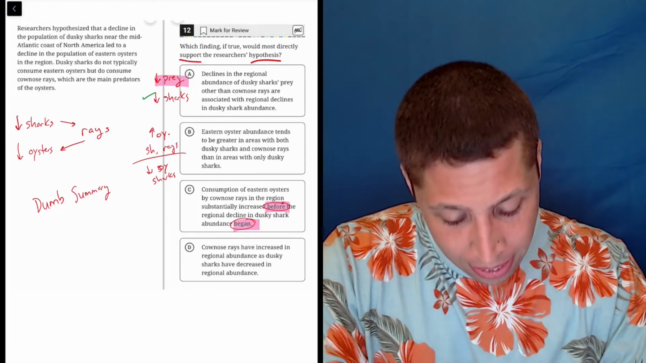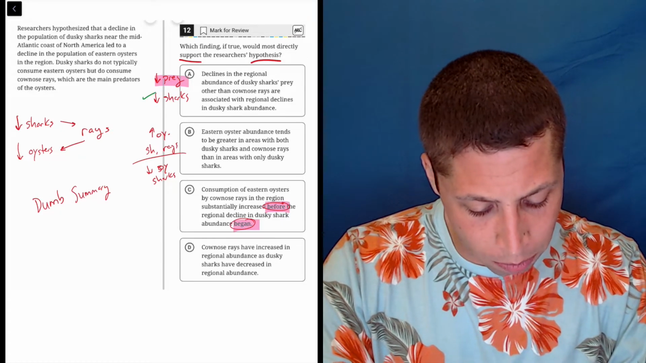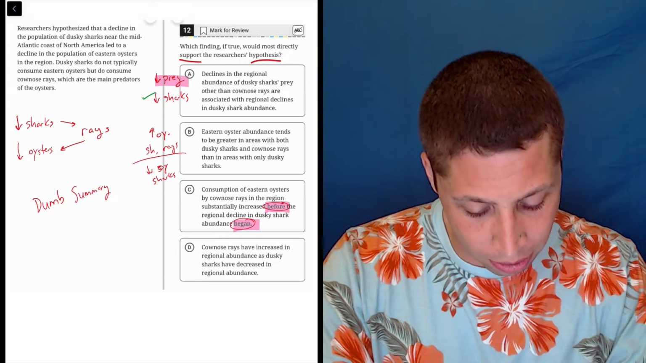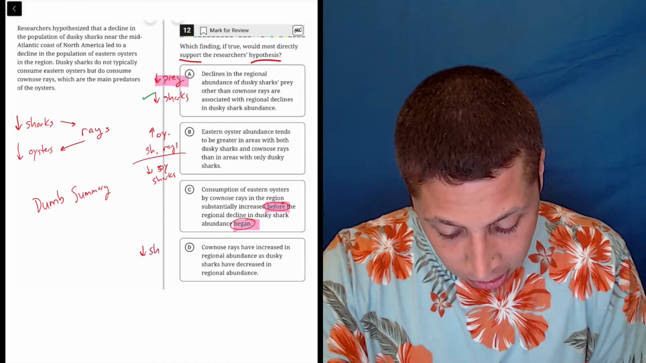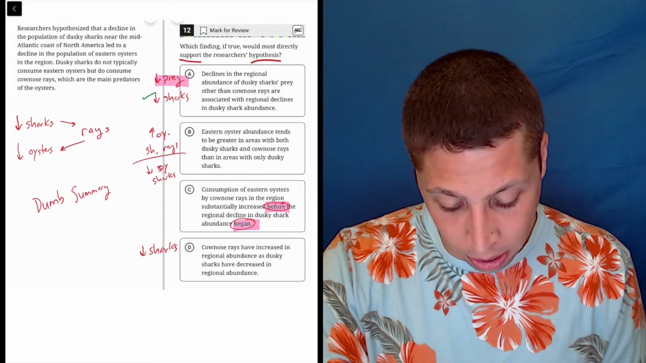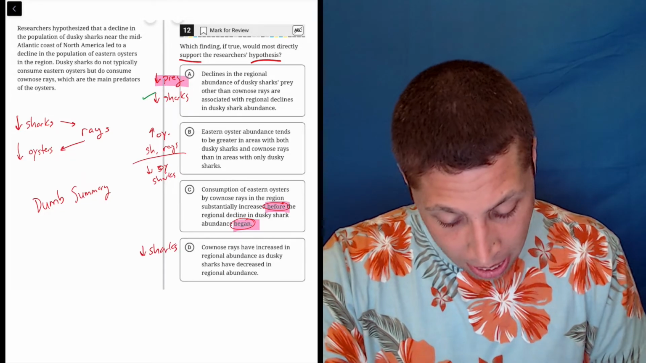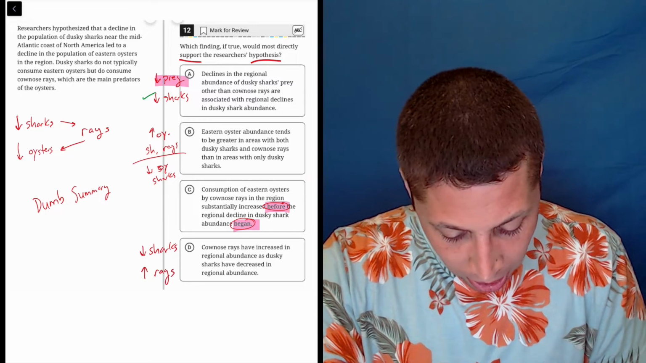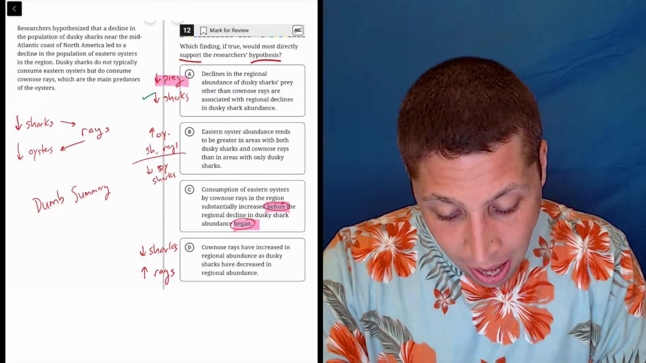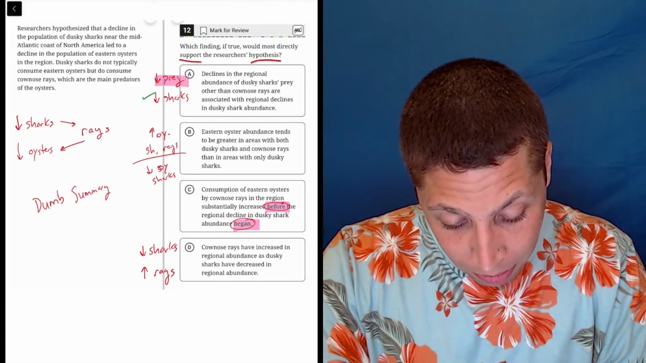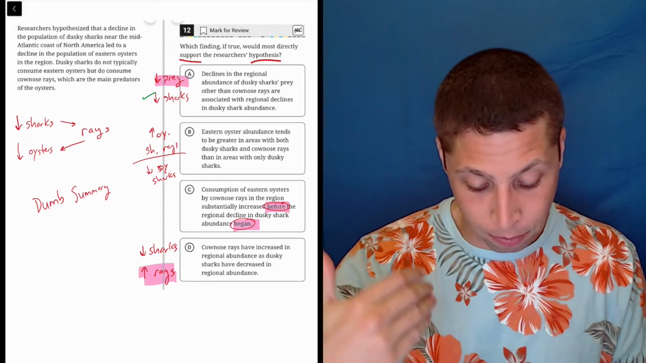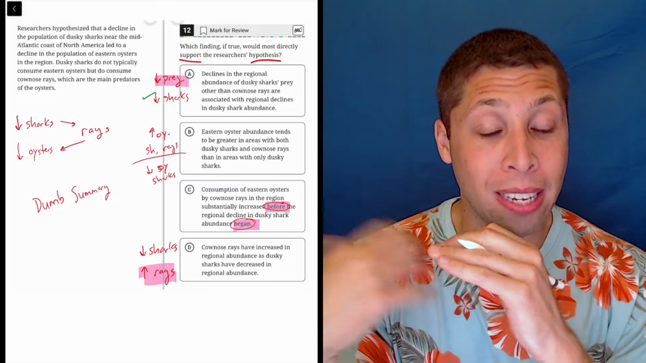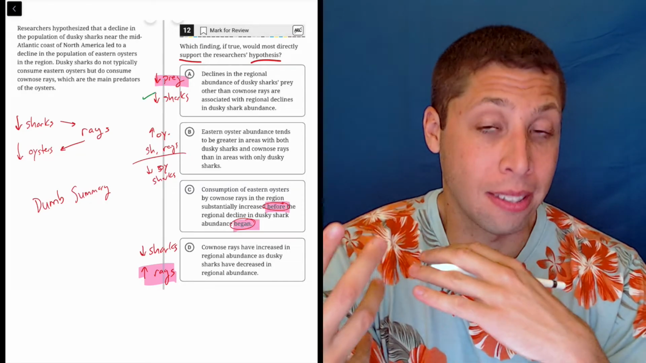Let's look at D. Cow-nose rays have increased in regional abundance as dusky sharks have decreased in regional abundance. Okay, so why would that happen? Well, the decrease in the sharks, that's definitely in there, right? So that works. Now, the increase in the rays, okay, that's not in there. And so now I have to ask myself, of the two ideas that are missing from choice A, the other prey, and from choice D, the rays being increased, which one makes sense?